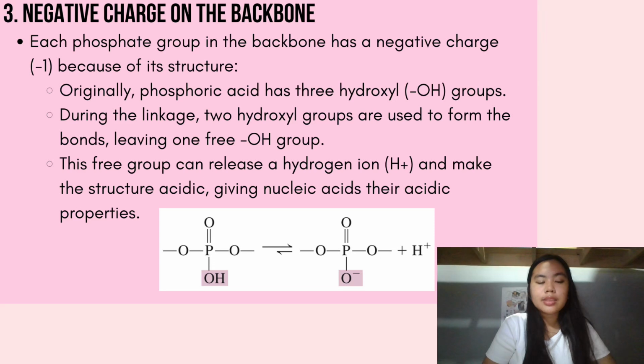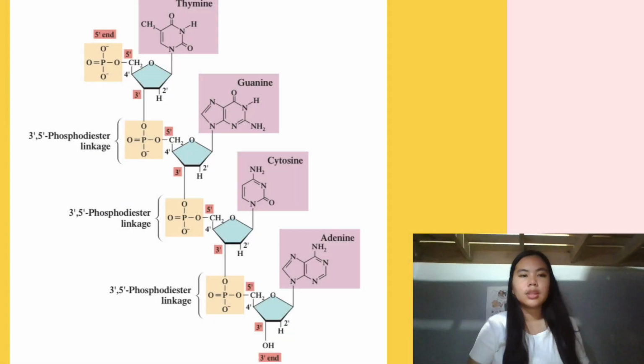Third is the negative charge on the backbone. Each phosphate group in the backbone has a negative charge because of its structure. Originally, phosphoric acid has 3 hydroxyl groups. During the linkage, 2 hydroxyl groups are used to form the bonds, leaving 1 free hydroxyl group. This free group can release a hydrogen and make the structure acidic, giving nucleic acids their acidic properties.